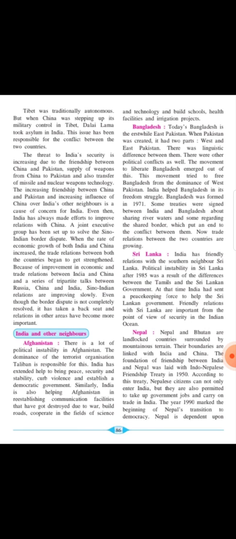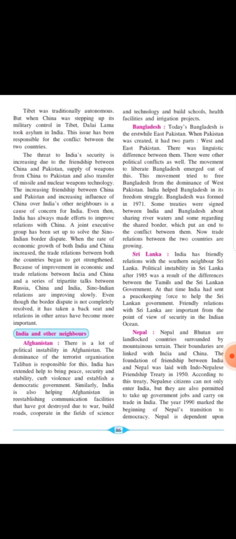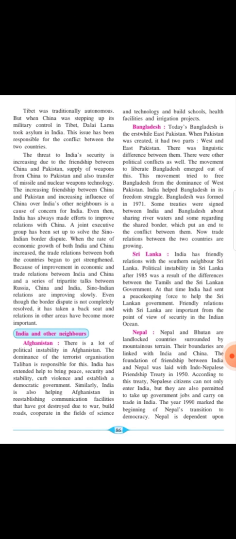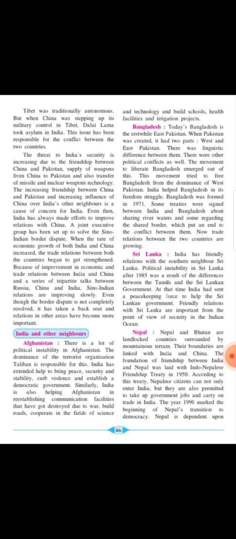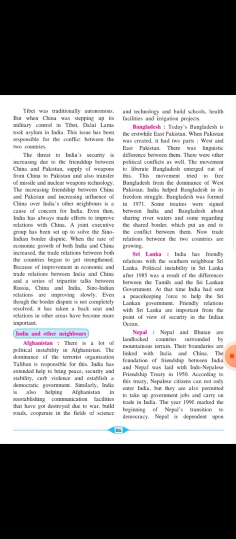Okay, children. Now let us see the next point, that is Bangladesh. I am reading it. Pay attention. Today, Bangladesh is the erstwhile East Pakistan. When Pakistan was created, it had two parts, West and East Pakistan. There were linguistic differences between them. There were other political conflicts as well. The movement to liberate Bangladesh emerged out of this. This movement tried to free Bangladesh from the dominance of West Pakistan.